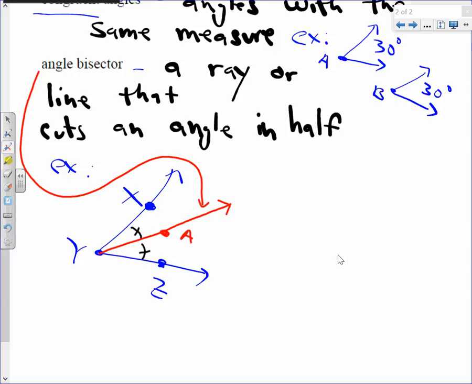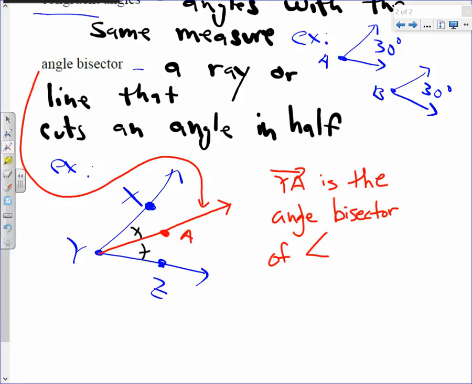So let's summarize this picture. Ray YA, watch this, I'm going to use a ray symbol, is the angle bisector of, watch this now, I'm going to name the angle, angle XYZ. Ray YA is the angle bisector of angle XYZ. The angle's not a right angle, that's why. Right. Exactly. And we'll get to complementary after.